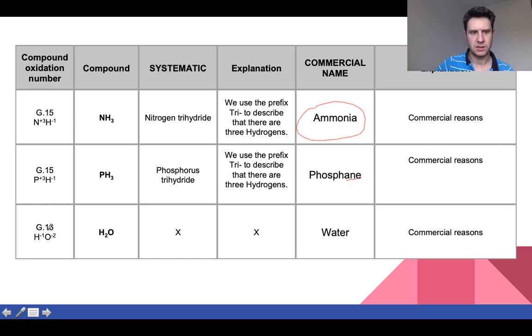And again, in this case, we write it the other way around. We write first hydrogen and then oxygen, what makes two hydrogens. We shift the oxidation number of oxygen. Okay, we forget about the systematic nomenclature or systematic name. So we are going to have the commercial name, which is water.